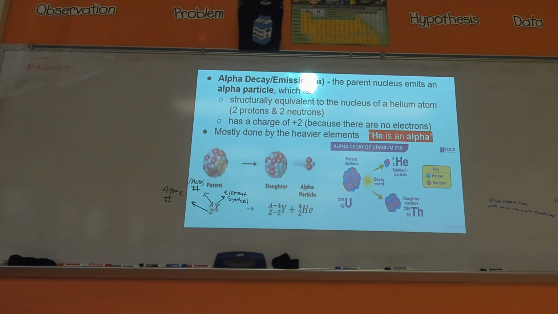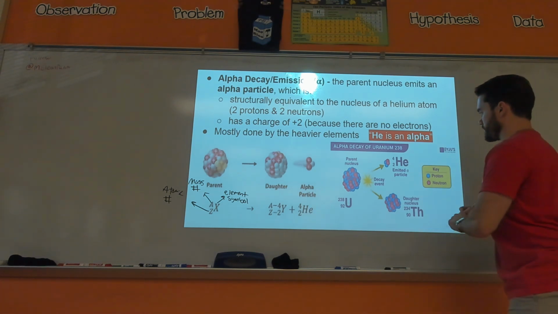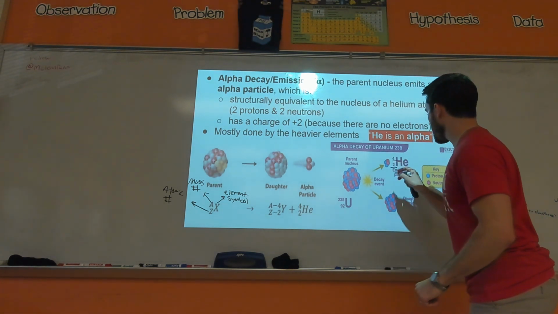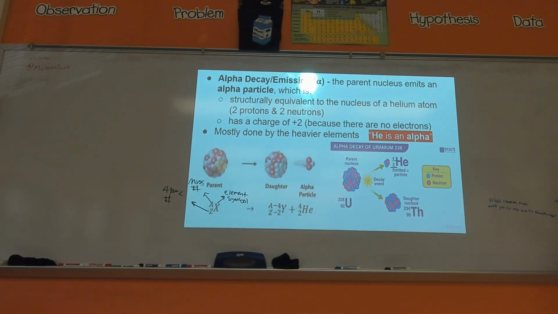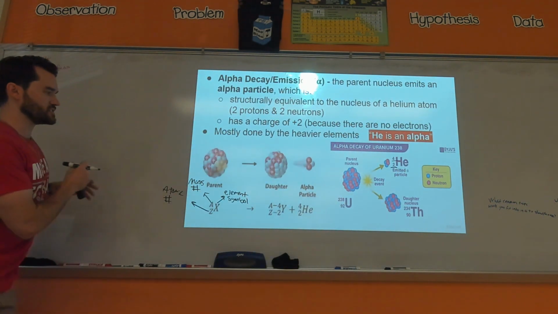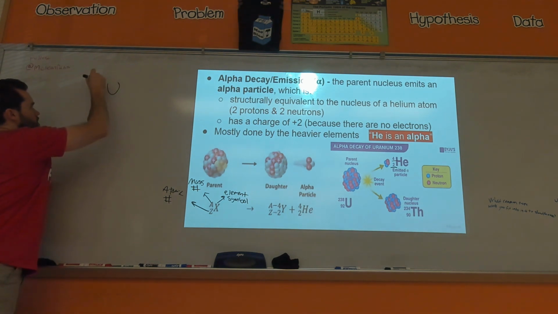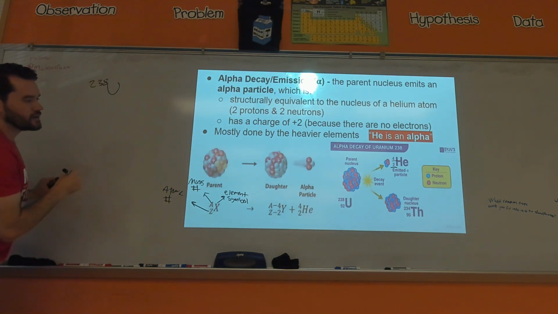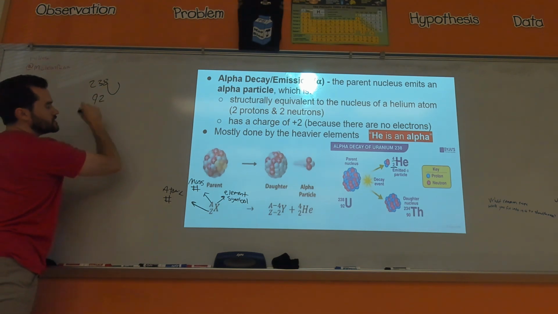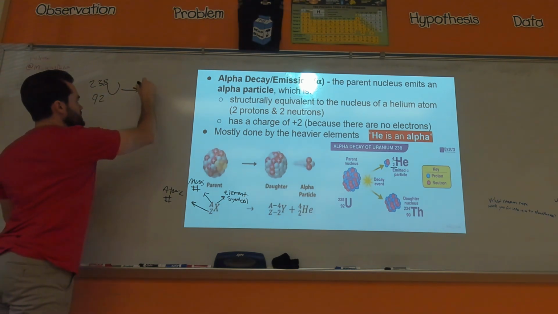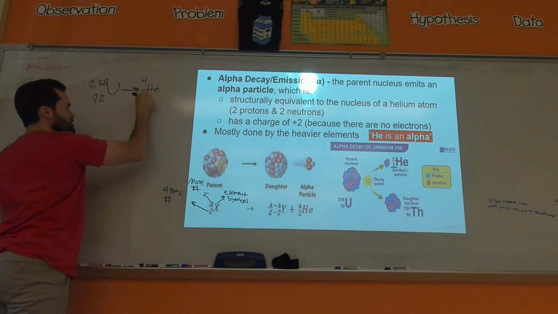If this uranium-238 undergoes alpha decay, it is going to release what we call an alpha particle. It's going to release a helium nucleus. Now, a helium nucleus has a mass of 4 and an atomic number of 2. So let me write this a little bit bigger so you can see it better: 238, atomic number of 92. And you're going to release a helium nucleus.